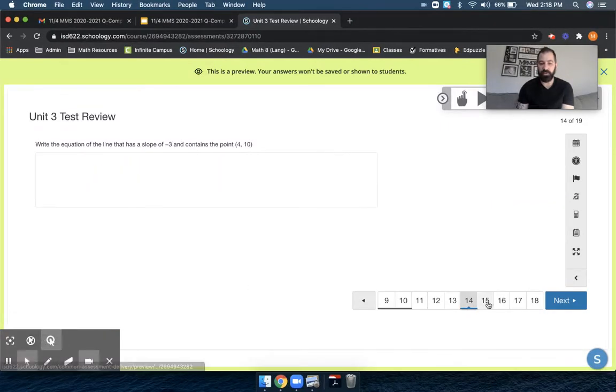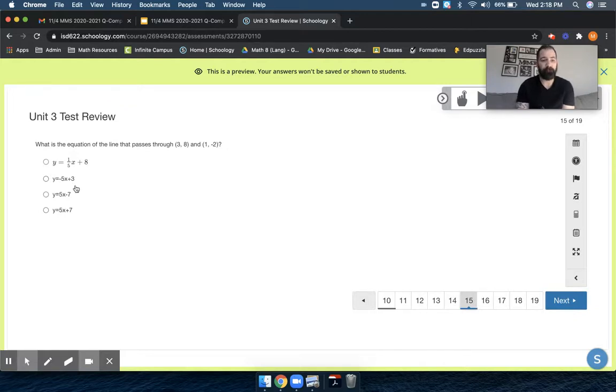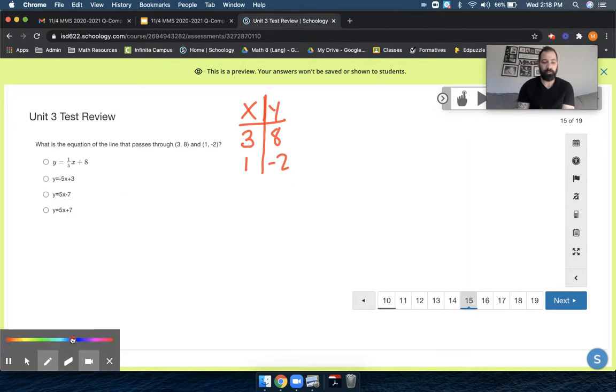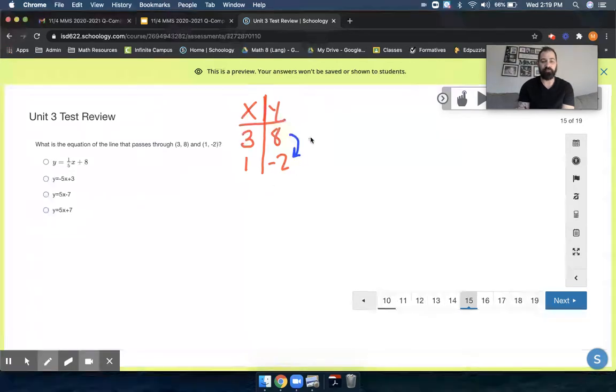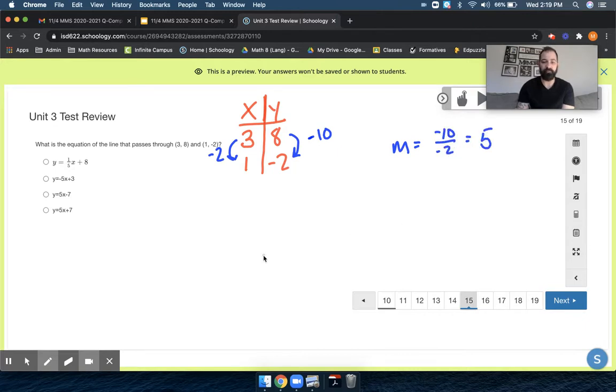Always remember, you can always pause the video, go back, and look at your answers. Equation of a line that goes through (3, 8) and (1, -2). You're going to do pretty much the same steps you did last time, except the first thing you need to do is find your slope, which is creating a table. My first point is (3, 8), and then (1, -2). My slope is 8 to -2, which is minus 10. 3 to 1 is minus 2. So my slope is negative 10 over negative 2, which equals positive 5.